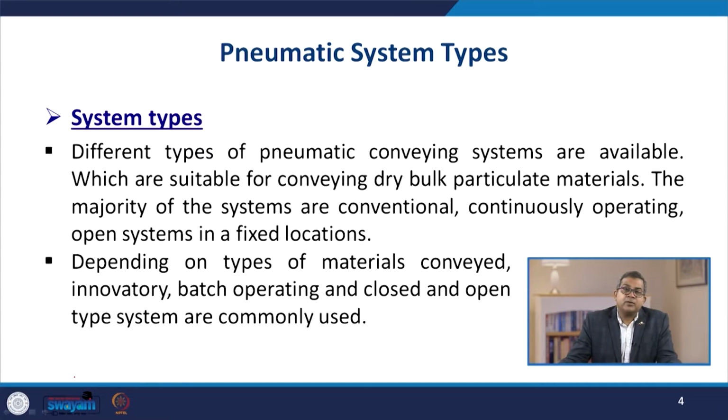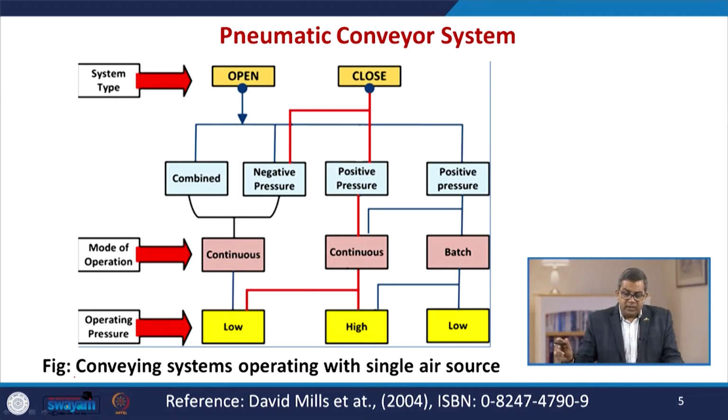When we are discussing system types, different types of pneumatic conveying systems are available as on date which are suitable for conveying dry bulk particulate matter. The majority of the systems are usually conventional, continuously operating systems, open systems in a fixed location, etc. Depending on the type of material conveyed, innovatory, batch operating, and closed and open type systems are commonly used. Now, here you see the different types of pneumatic conveyance systems. There are two different types of system, open and closed system.